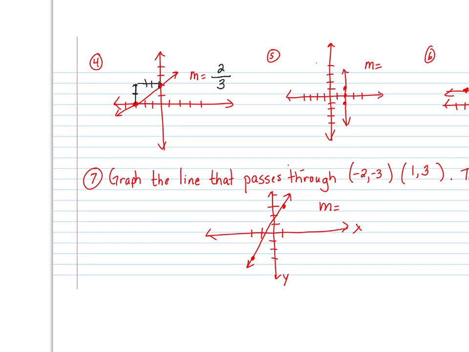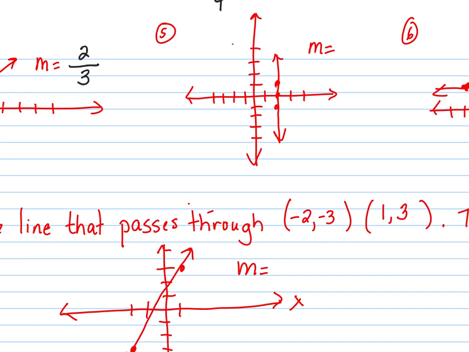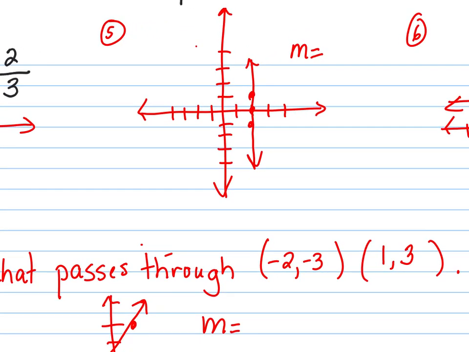Remember, you always want to reduce. Let's say you came up with a slope of 4 over 4. We would want to make that 1. Or if I came up with a slope of 4 over 6, we would want to make that 2 over 3. Okay? Number 5, if you look at number 5, how much fun would that be sledding on that?